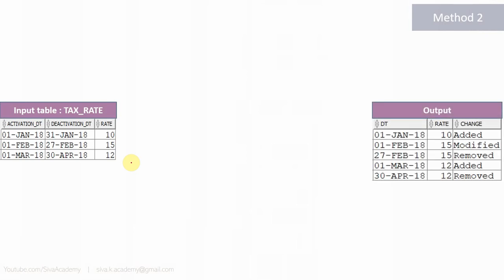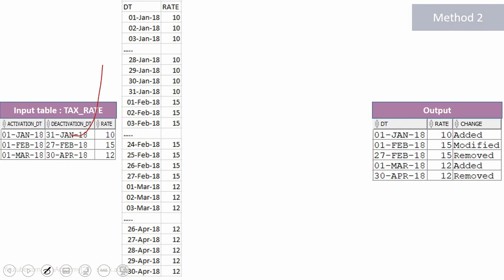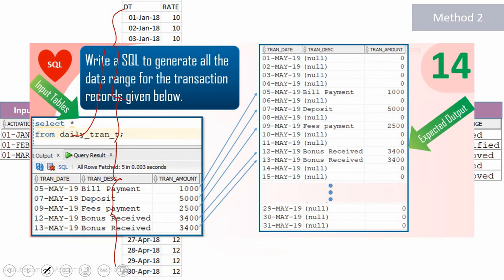We know that this is our input and this is our expected output. In this method, I'm just going to explode the date ranges. For example, from 1st Jan to 31st Jan, I'm going to print it like this. I'm not able to print everything in this slide, so I just put a dot dot dot. Similarly, from 1st Feb to 27th Feb, you print all these dates, and from 1st March to 30th April as well. To explore this, I have already posted a video.